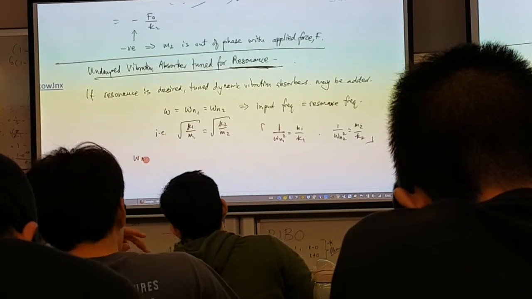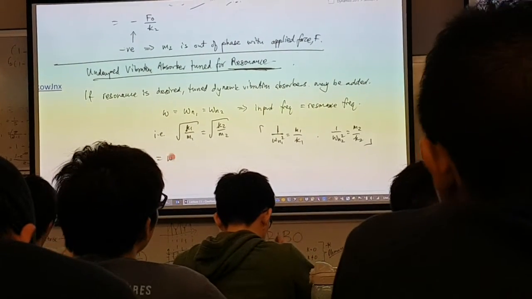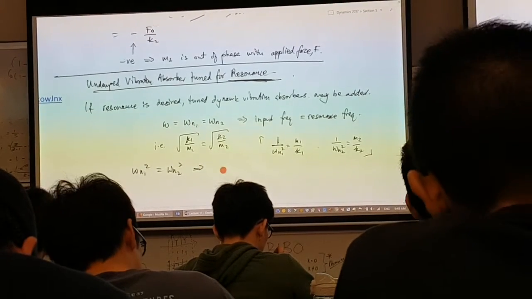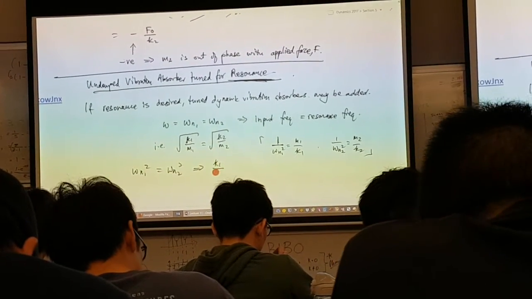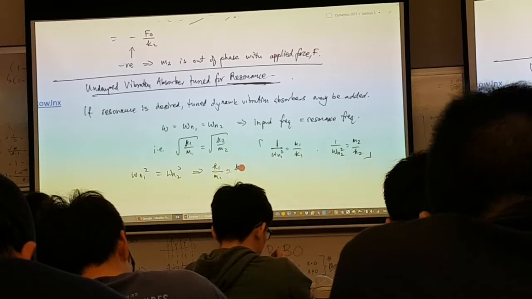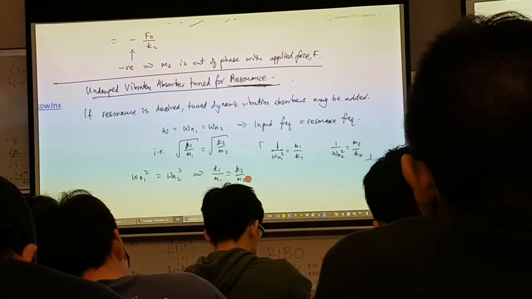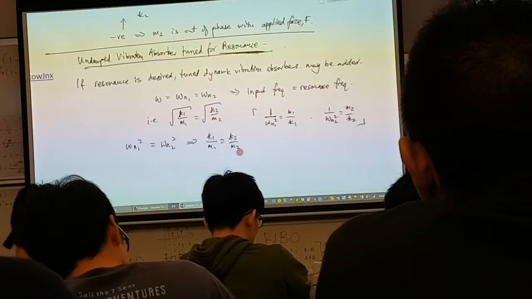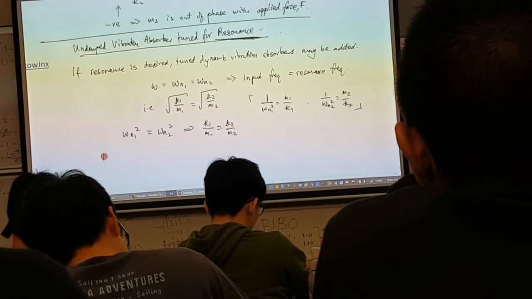So omega n1 squared must be equal to omega n2 squared because of this relationship. So this implies k1 over m1 is equal to k2 over m2. So later on I'll make use of all these relationships, just writing it down here now.